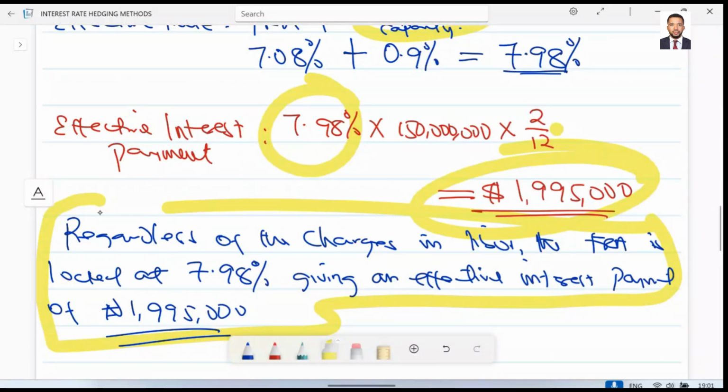So when a question is asking you to just advise the company on what to do, all I'm doing is, when I'm done with this calculation, and this calculation is simple: FRA plus what? Company's capacity. Use that to calculate the interest, which is this amount. And then I'll come and drop these 2 or 3 lines. Regardless of the changes in the labor, the FRA is locked in at 7.98, giving an effective payment of this. So whether interest rate is going up or down, it doesn't affect this amount I'm going to pay.